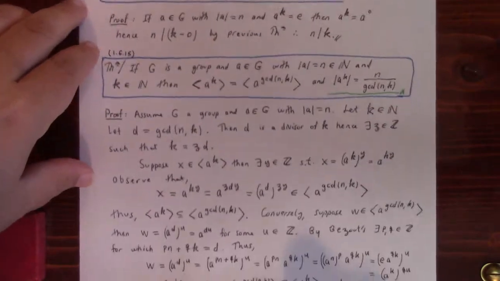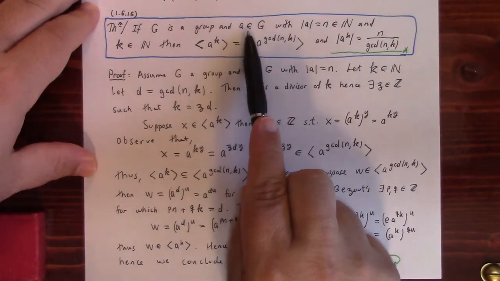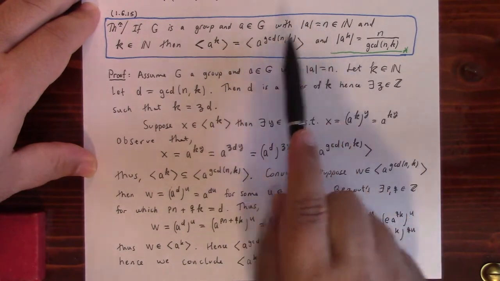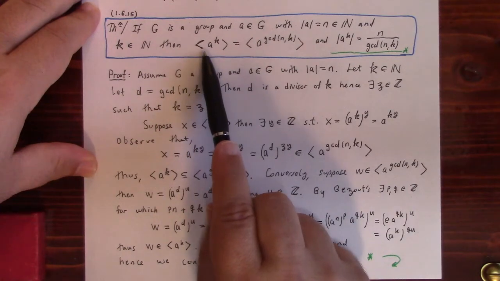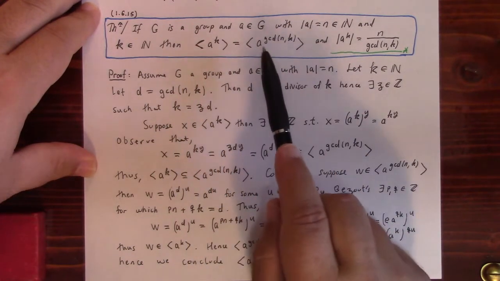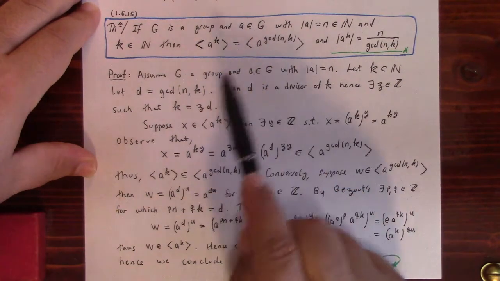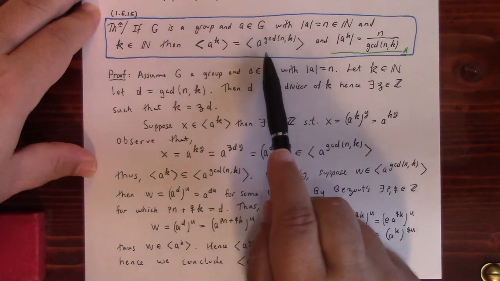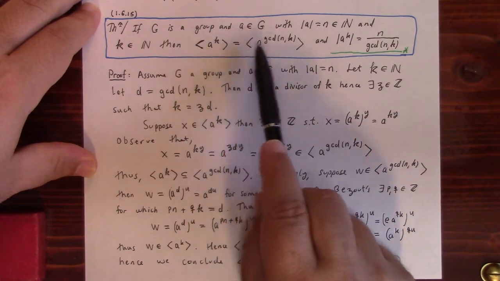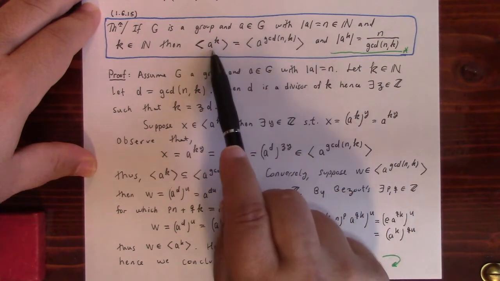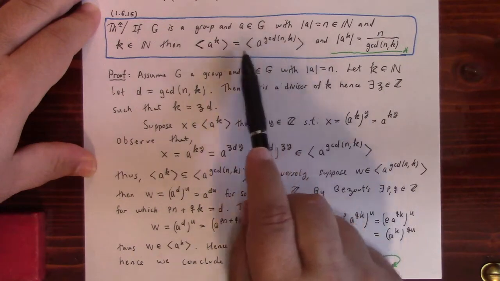Theorem. If G is a group, and a is an element of G, and the order of a is n, and k is an element of the natural numbers, then the subgroup generated by a to the power k is equal to the subgroup generated by a to the greatest common divisor of n and k. Alright? So, obvious corollary here, if k and n are relatively prime, then a to the k is equal to a to the 1. In other words, you get another generator, right? But this is more general than that.